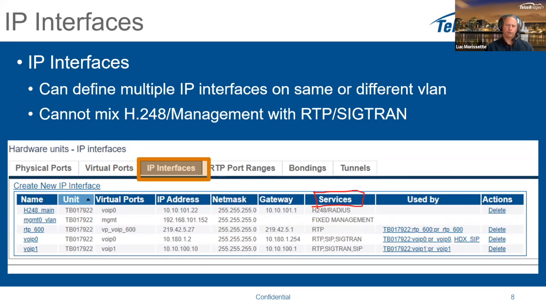Choosing the service will help you in the rest of the configuration. For example, if you have an IP interface which is used for H248, you won't be able to use it in other configurations, right? It will be limited to the menus in the different sections. So it can prevent some types of errors if you do this. But for example, you can have one link that is RTP only, and you can have one that supports RTP and SIGTRAN, and the same port could be used for the two services.